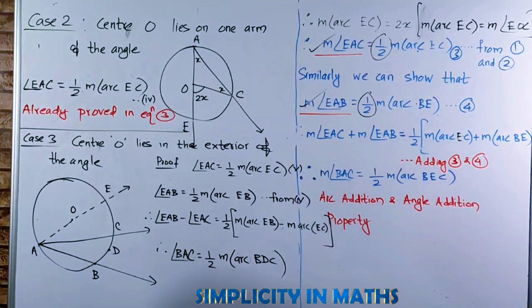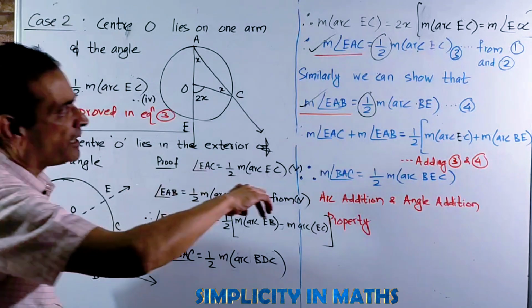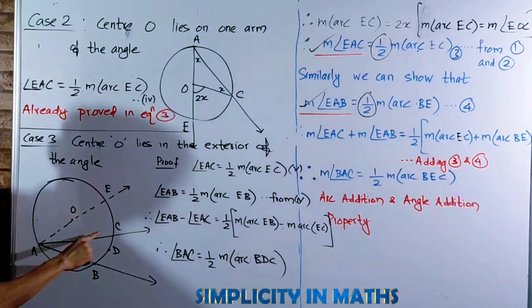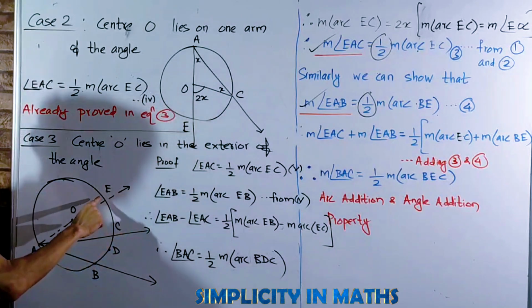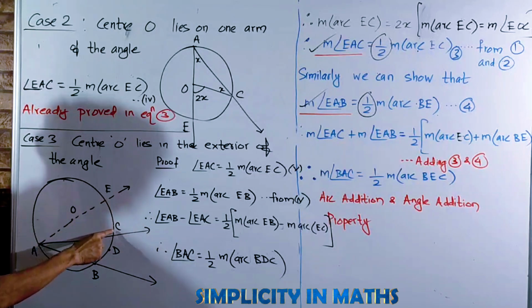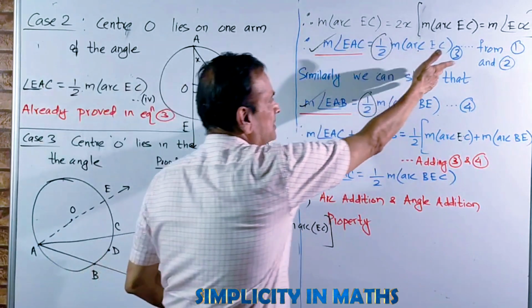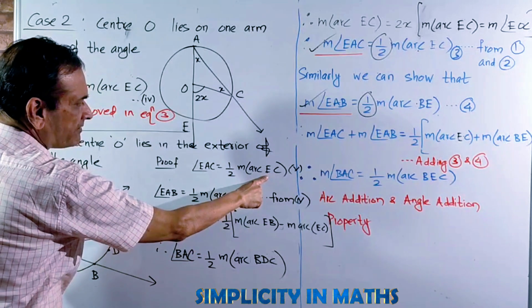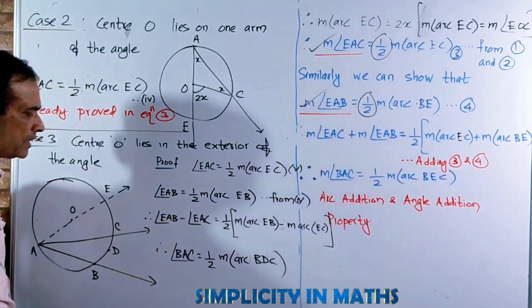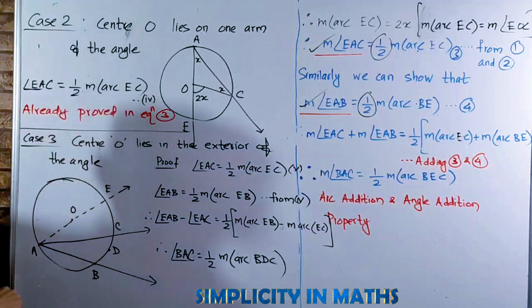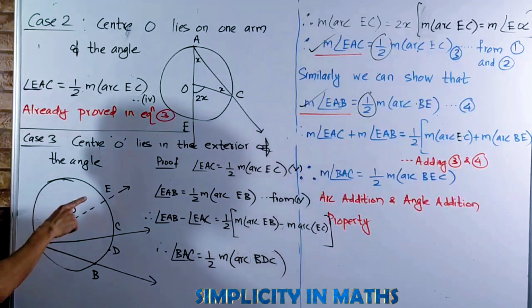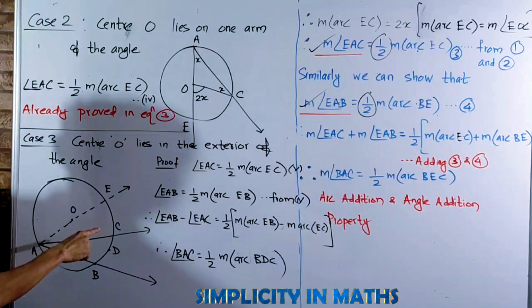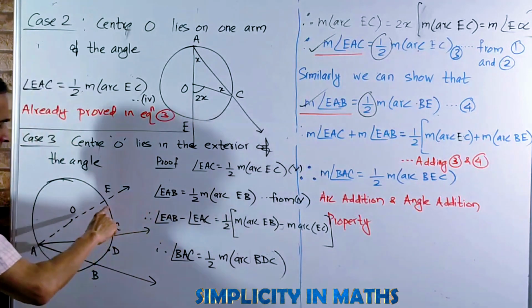Again the proof is simple. We are going to make use of equation 3 again. See, angle EAC is equal to half the measure of arc EC, proved in equation 3. Just repeat that. Call this equation 5. Then come to the new, bigger angle. You have to take angle EAB. So angle EAB is equal to half the measure of arc EB now.